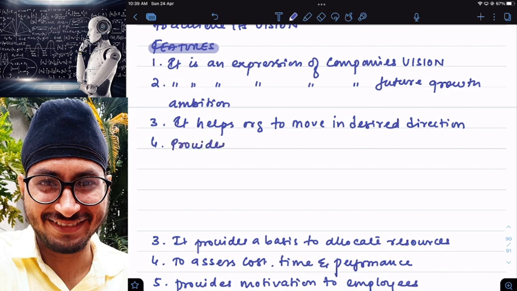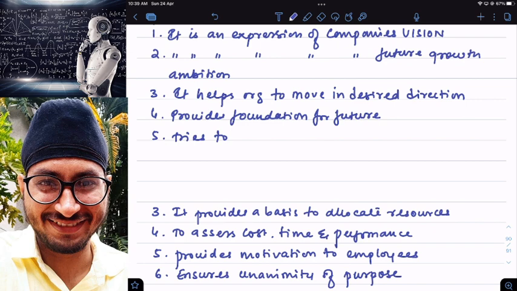Next, it provides a foundation for future. Simple. Sir, if you want to become a CA, what is your basis to start? Foundation. So clearing Foundation is the foundation of becoming a CA. In the same way, mission is the foundation for achieving my vision.